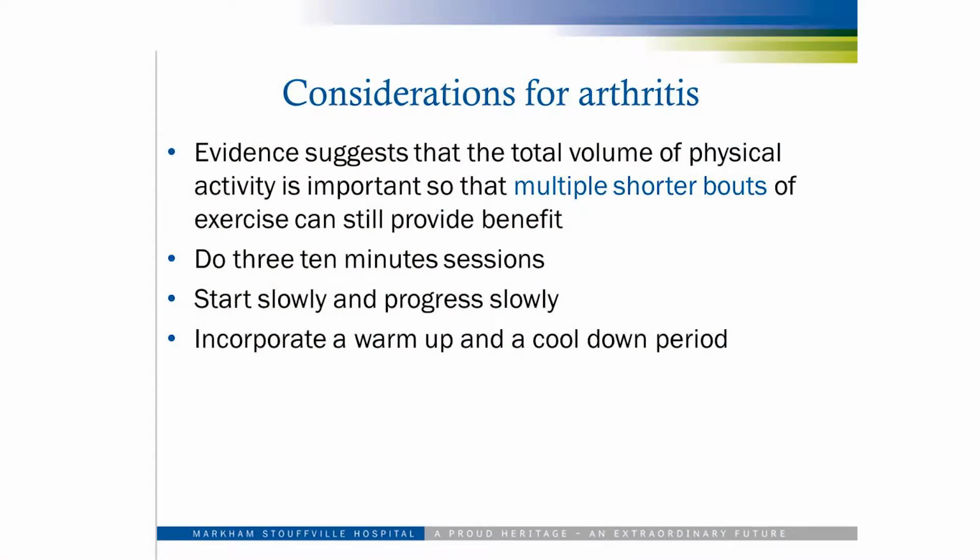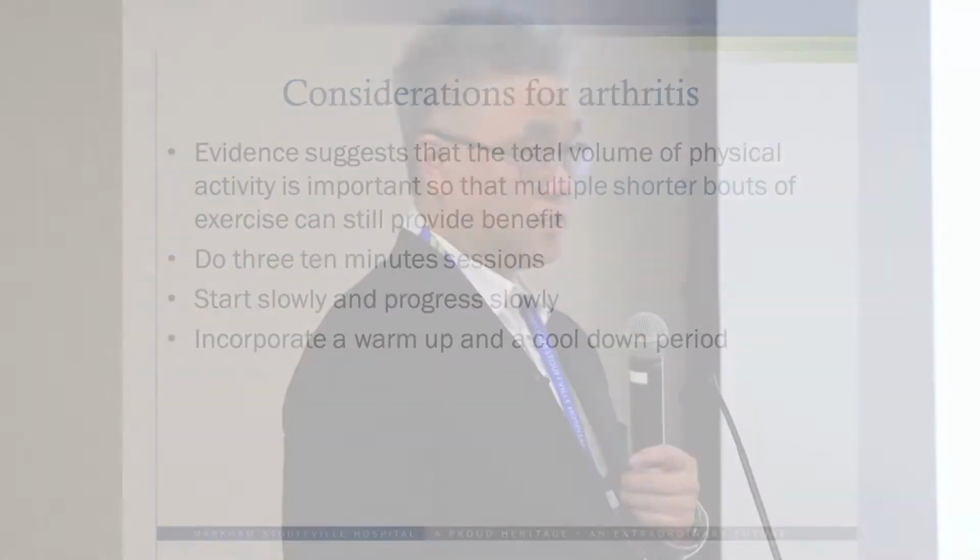With arthritis, there's evidence to suggest that it's the volume of exercise that's important for getting benefits. So people with arthritis may not be able to do 30 minutes of continuous activity, but what you can do is break it down into 3 groups of 10-minute activity. You start slowly and progress slowly, and you incorporate a warm-up. And when I say incorporate a warm-up, you do the activity that you're going to do, but you use it at a level of a 2 or 3.